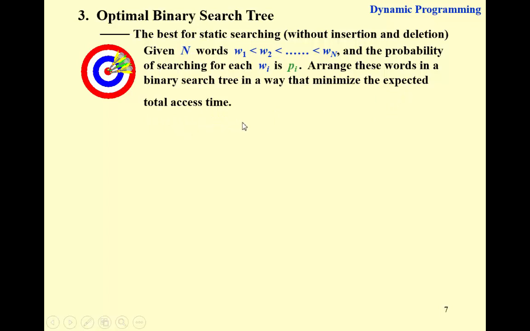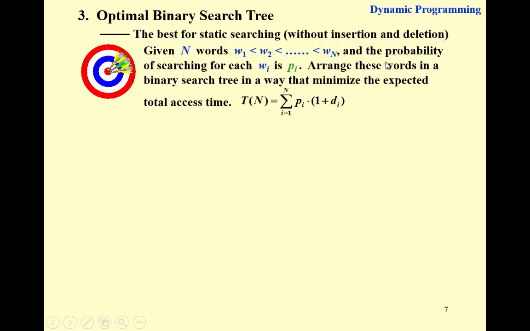Expected total access time is defined as this. So here, d sub i is the depth of the ith word. 1 plus d gives what? Gives the search time for this word. Well, we're looking for this word. It's going to take us 1 plus d sub i number of comparisons before we can find this word.